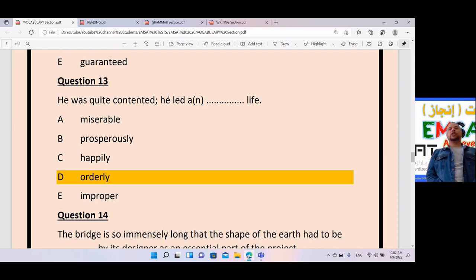Question 13. He was quite, I told you, means completely. He was quite content, happy. He led an orderly life, not a miserable life. Miserable means something bad, not happy, but orderly because he said content. Content is like happy. It's happy because he is a successful man in his life. So successful men or people are always in order. So the answer is orderly life.